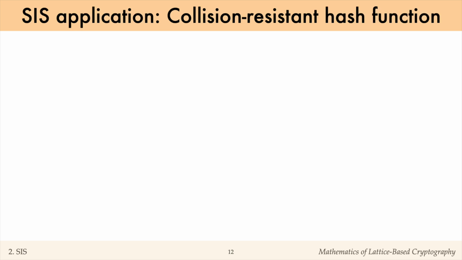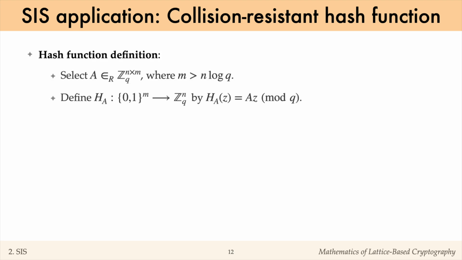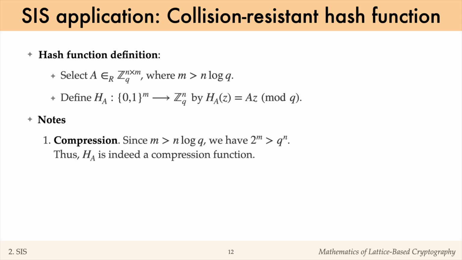Here's one cryptographic application of SIS, the design of a collision-resistant hash function. The hash function parameters are a randomly selected n by m matrix A with entries from the integers modulo Q. We'll assume that the number of columns m in A is greater than the number of rows n times log Q. The hash function maps binary strings of length m to length n vectors over the integers modulo Q. The binary string z is mapped to the vector A times z modulo q. The hash function is a compression function in the sense that the domain has size 2 to the m, which is greater than the size q to the n of the codomain.